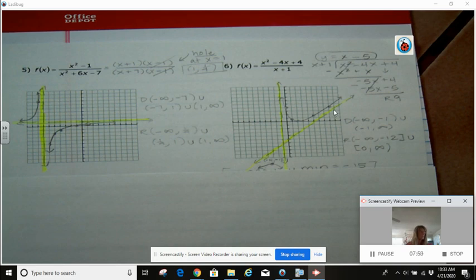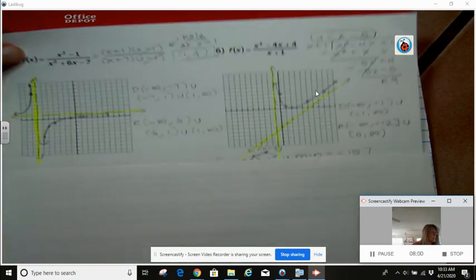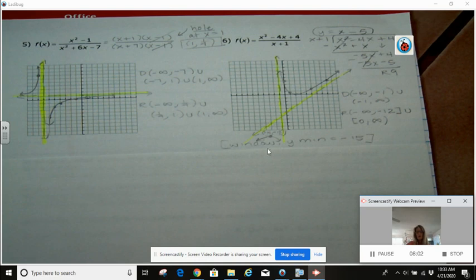On this one, you would need to adjust your window to see this curve down here. I adjusted it just down to -15. You could go a little lower if you want. The highest point on this curve down here is at -4, -12. That's going to be important. And the lowest point on this curve is at 2, 0.